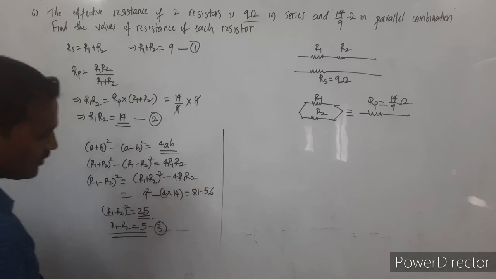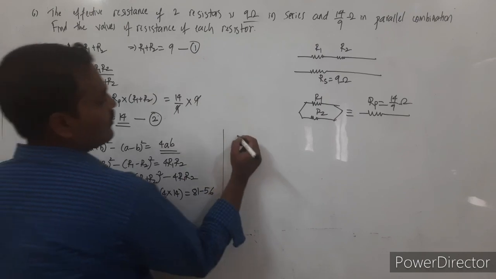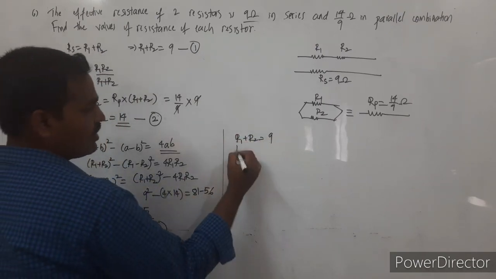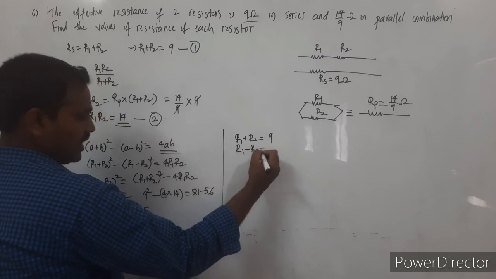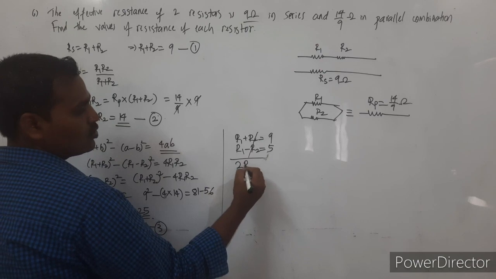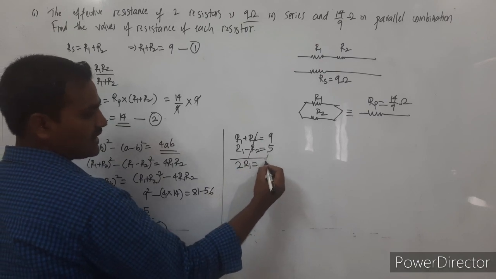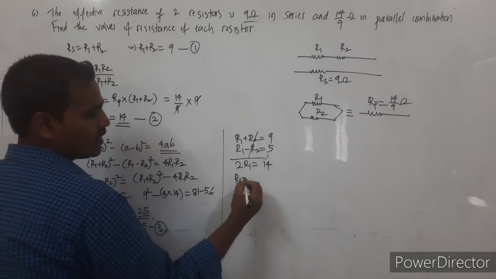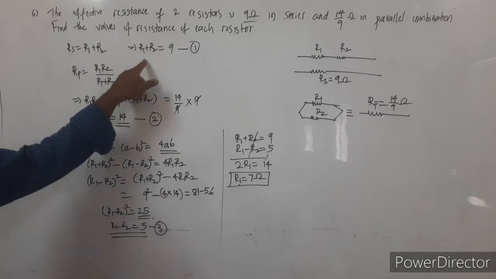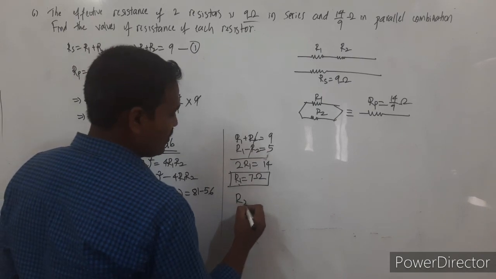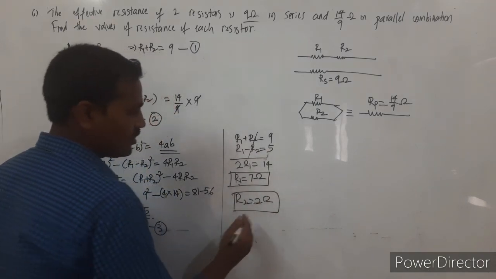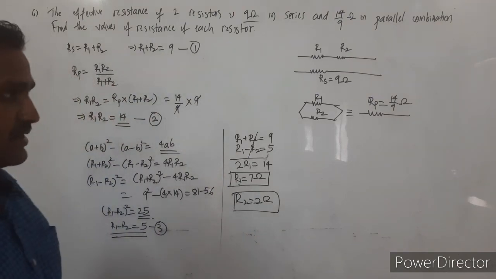Now the problem has become very simple. From the first equation I have R1 plus R2 is equal to 9. From the third equation R1 minus R2 is equal to 5 here. These two get cancelled. I will get 2 times R1 is equal to, let us add the values, 14. So R1 is equal to 7 ohms. R1 is equal to 7 ohm and R2 must be equal to 2 ohms, right? So these are the values of individual resistances.